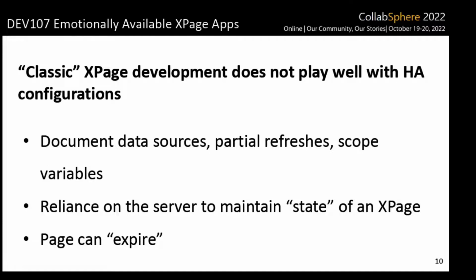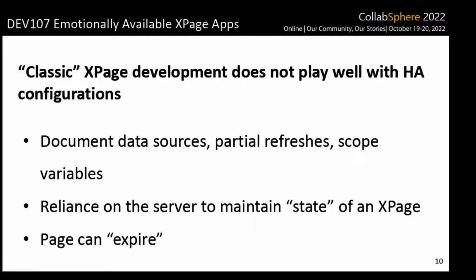When it comes to high availability with what I call classic XPages, classic XPages don't work very well in high availability environments. And what do I mean by classic XPages? Well, when we first started developing with XPages, we would have a document data source, do a lot of partial refreshes of certain parts of the screen, and use scope variables. And there was a big reliance on maintaining the state of the page on the server.